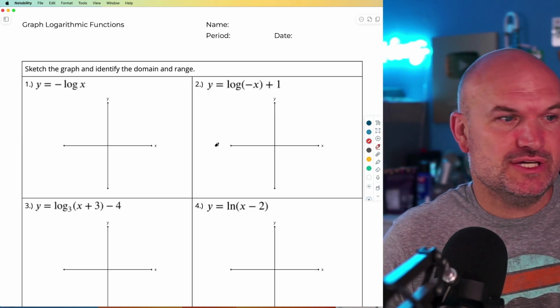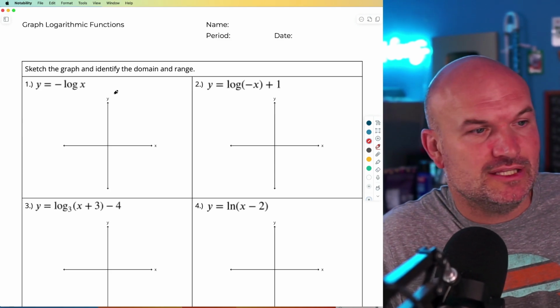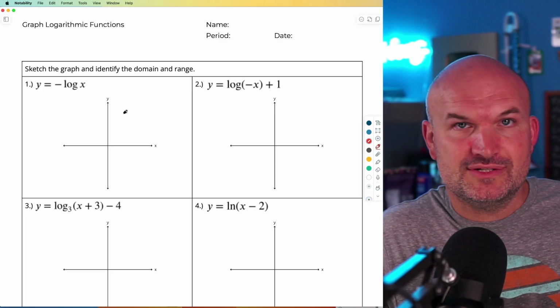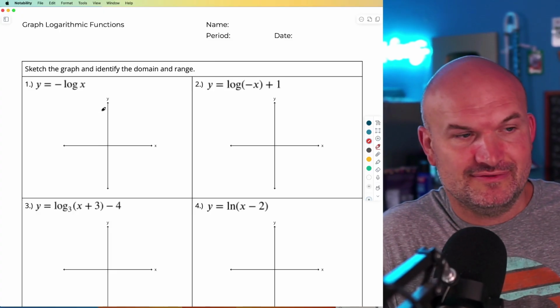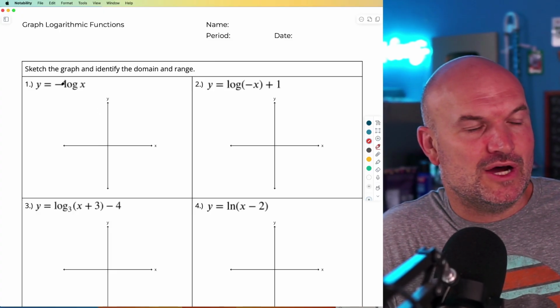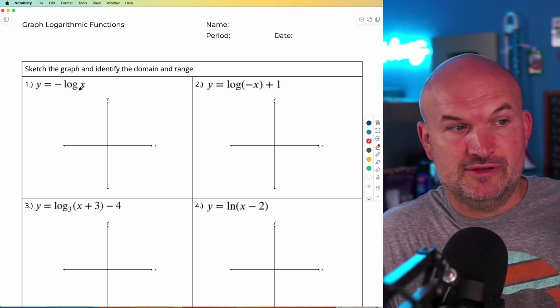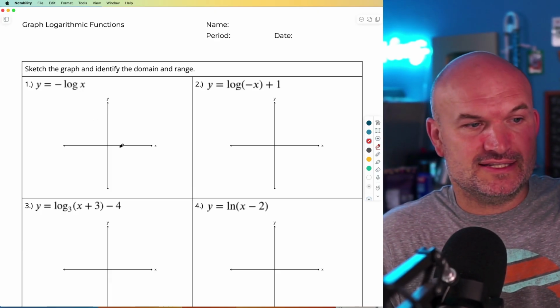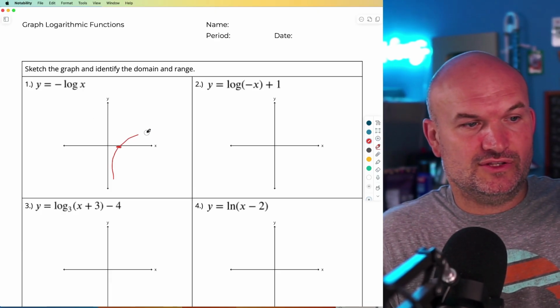All right, now let's get into some logarithmic functions. So now we're going to be graphing the logs, and this actually is way out of order, so I apologize for that, but at least you guys have the document. So in this case, we have a logarithm. Again, this is a logarithm that the parent graph is going to look like this.